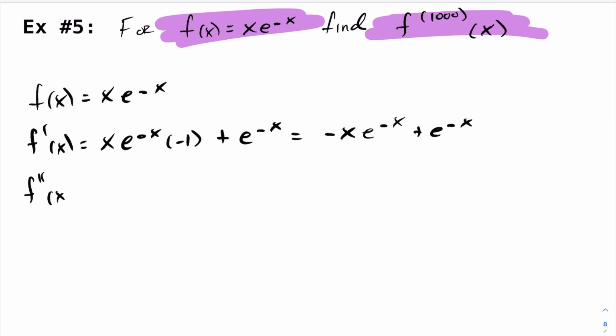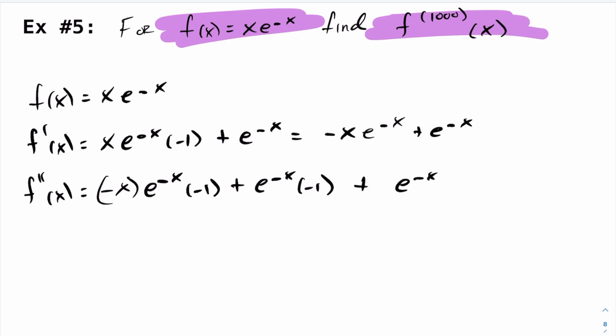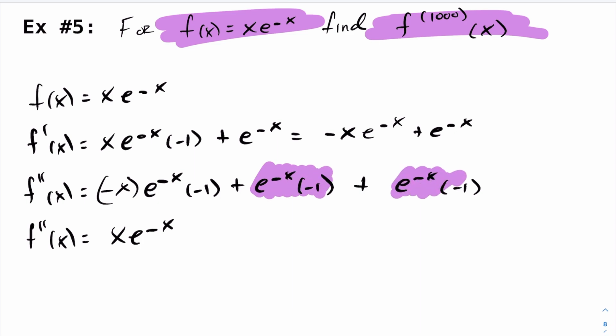Let's go ahead and take our second derivative. Well, the second derivative is going to be the first times the derivative of the second, which is e to the negative x times negative 1, plus the second, and then the derivative of the first, which is 1, times e to the negative x times minus 1. So simplifying here, f double prime comes out to be x e to the negative x minus, if you notice here, we end up getting two of these, 1, 2, and both of them are negative. So this is going to be negative 2e to the negative x.